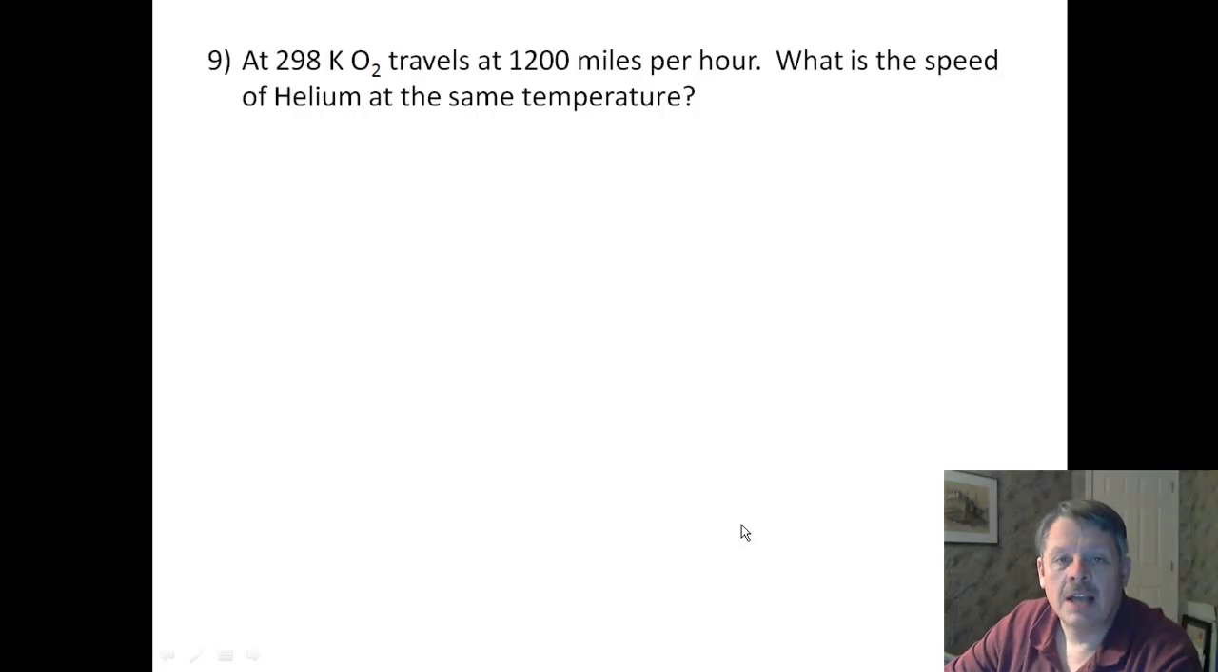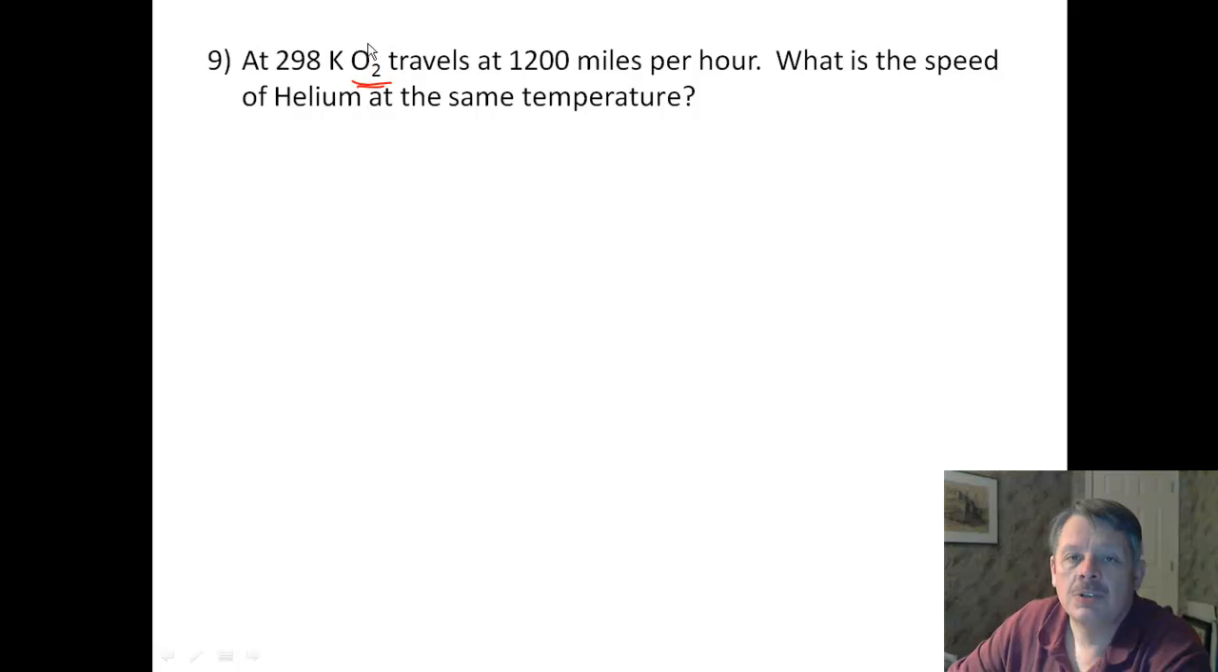This is the last one. We're saying at 298 Kelvin, oxygen travels at 1,200 miles per hour. What's the speed of helium at the same temperature? All right, well, we do have to remember we're dealing with oxygen, which is O2, so that's going to weigh 32 grams. And if we look up helium, that's 4.003 grams per mole. And we know that oxygen has a particular speed of 1,200 miles an hour.